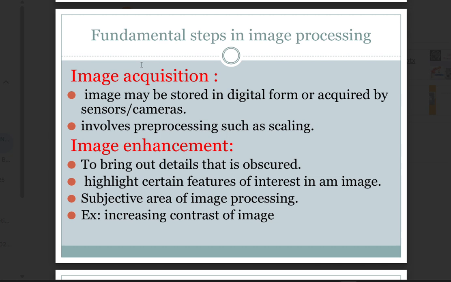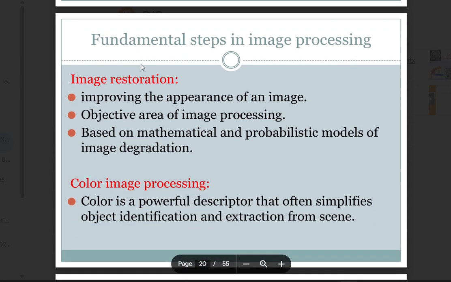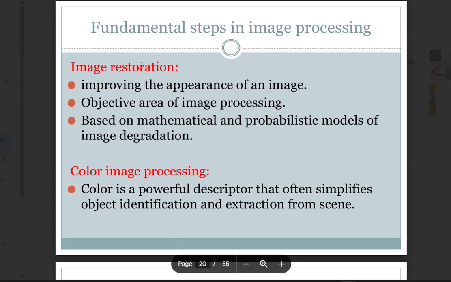Next is image enhancement. To bring out the details present in the image, we perform image enhancement, and it is the subjective area of image processing. An example would be increasing the contrast of the image. Next one is image restoration. In image restoration, we are improving the appearance of an image, and based on mathematical and probabilistic models of image degradation, we try to restore the image.